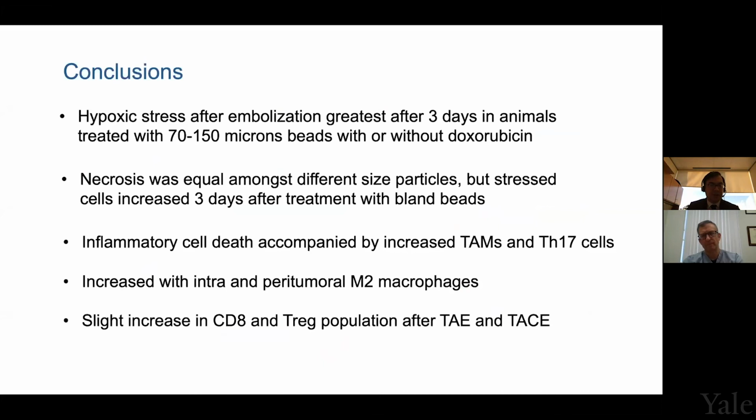These types of treatments cause predominantly inflammatory cell death that attracts a number of inflammatory cells, macrophages, myeloid cells that are immunosuppressive, as well as T cells that are immunosuppressive. The macrophages in and around the tumor after embolization tended in our experiment to be of the M2 phenotype, which is immunosuppressive. And we did see a slight increase in CD8 cells and Tregs, but again, of limited quantity, so of somewhat doubtful clinical benefit.